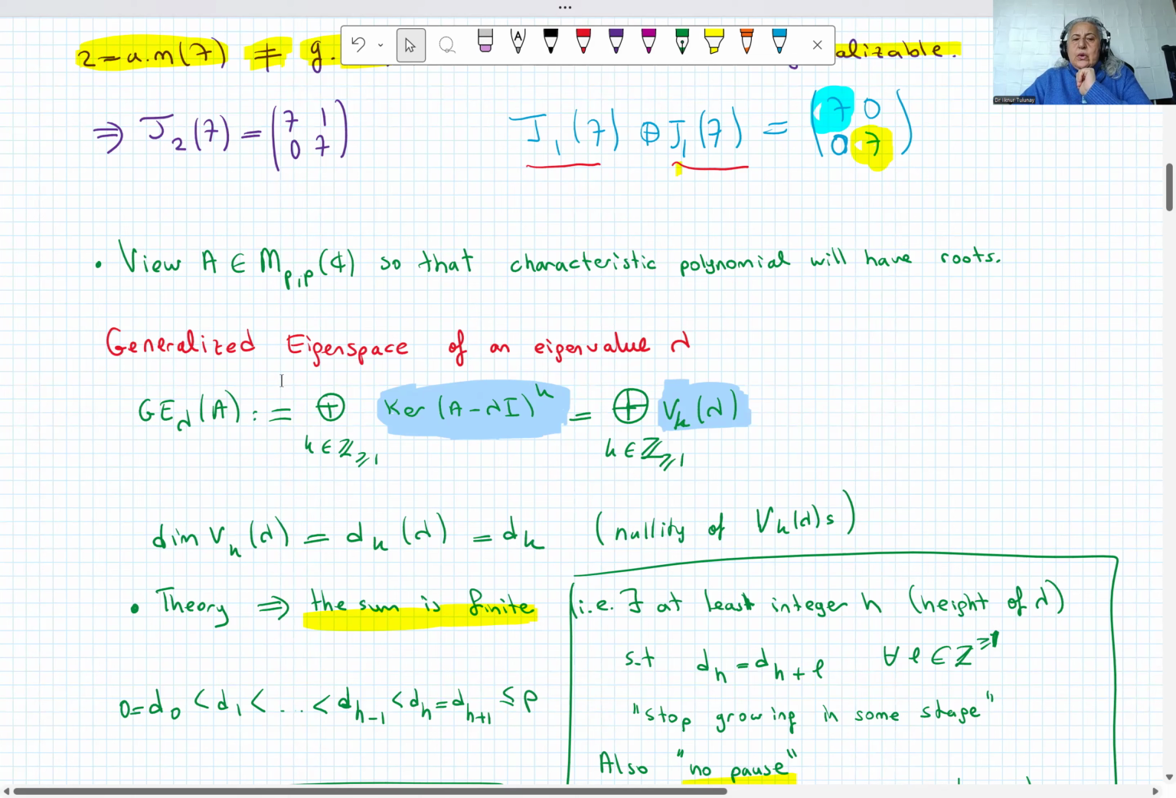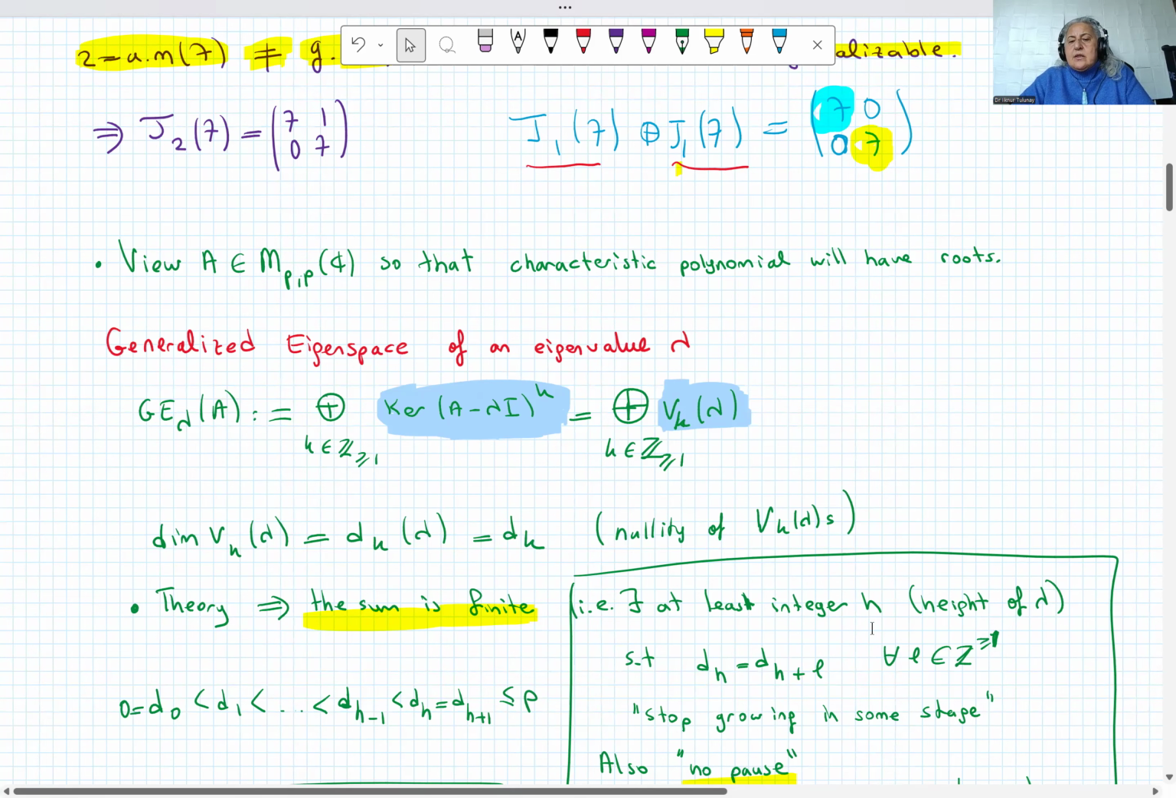And if you look at the sum, you can think about taking all the powers. But this space is not infinite. This sum will end somewhere. The theory tells you there exists a theorem that says the sum is finite, meaning it will stop at some stage. There will be an integer h, for example, and then every term afterwards will have exactly the same dimension. So it stops at some stage, and that's what one of the theorems says.